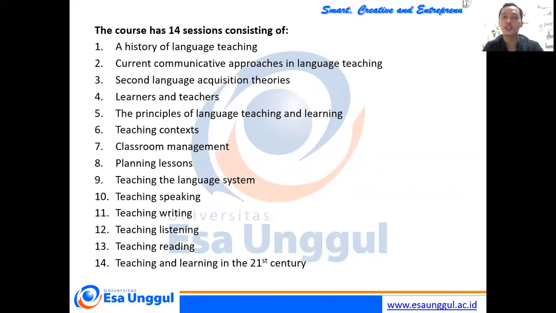This course has 14 sessions, which consists of: number 1, which is our first meeting, a history of language teaching; current communicative approaches in language teaching in meeting 2; and then second language acquisition theories in meeting 3; learners and teachers, meeting 4; the principles of language teaching and learning, meeting 5; teaching context, meeting 6; classroom management, meeting 7; planning lessons, meeting 8; teaching the language system, meeting 9; teaching speaking, meeting 10; teaching writing, meeting 11; teaching listening, meeting 12; teaching reading, meeting 13; and teaching and learning in the 21st century in the last meeting.